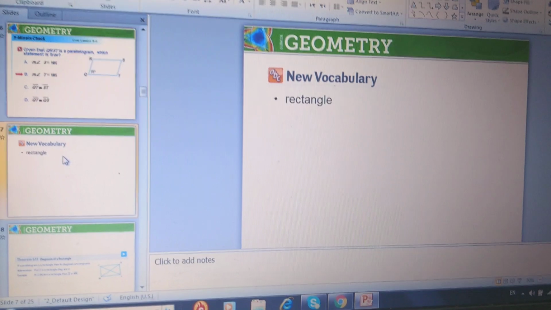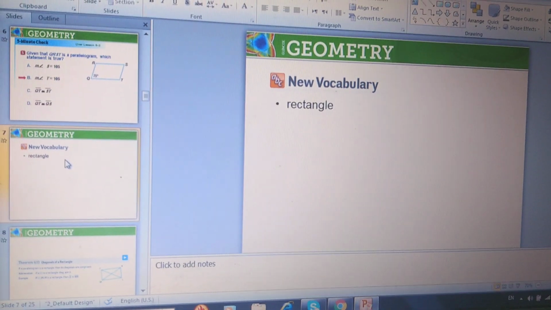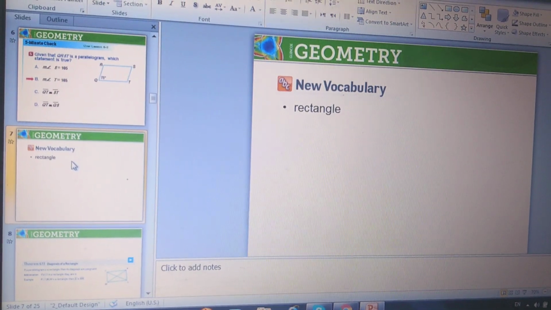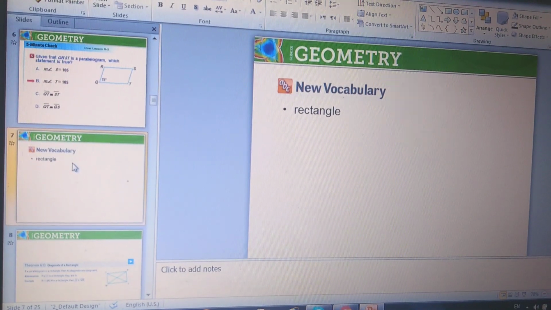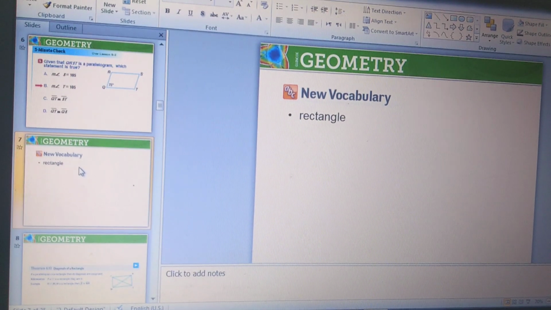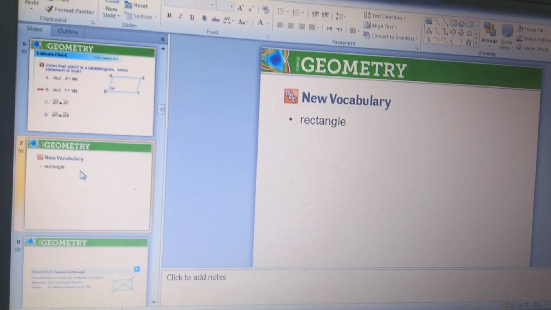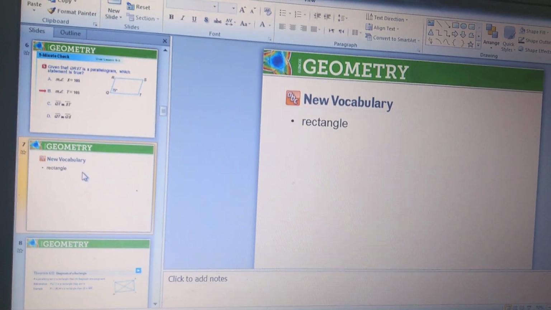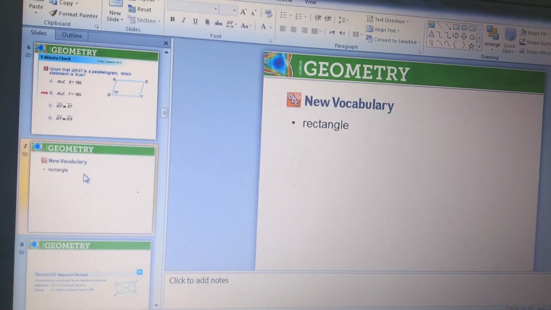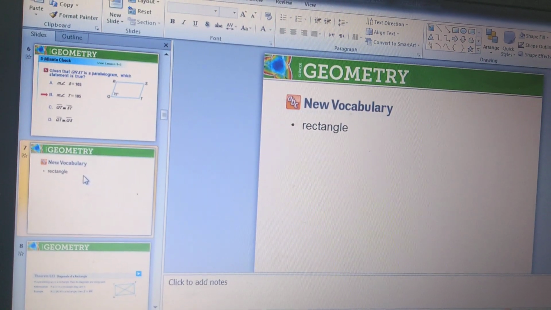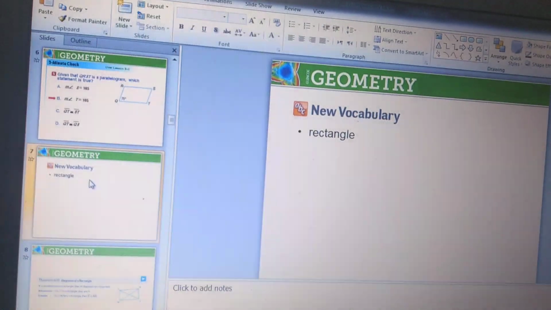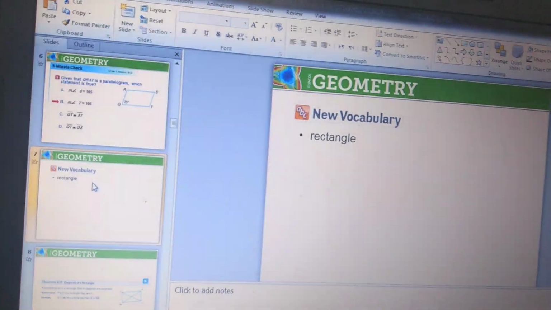What does this mean? This means a rectangle takes all the properties of a parallelogram, which means each pair of opposite sides are parallel and congruent, opposite angles are congruent, consecutive angles are 180, diagonals bisect each other. Opposite sides are parallel, opposite sides are congruent. A rectangle takes all of these properties, and a rectangle has some properties special for it only.